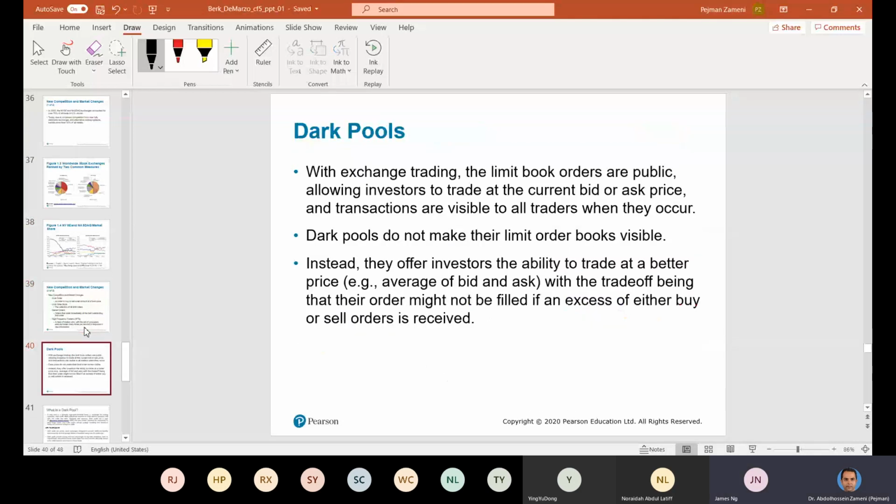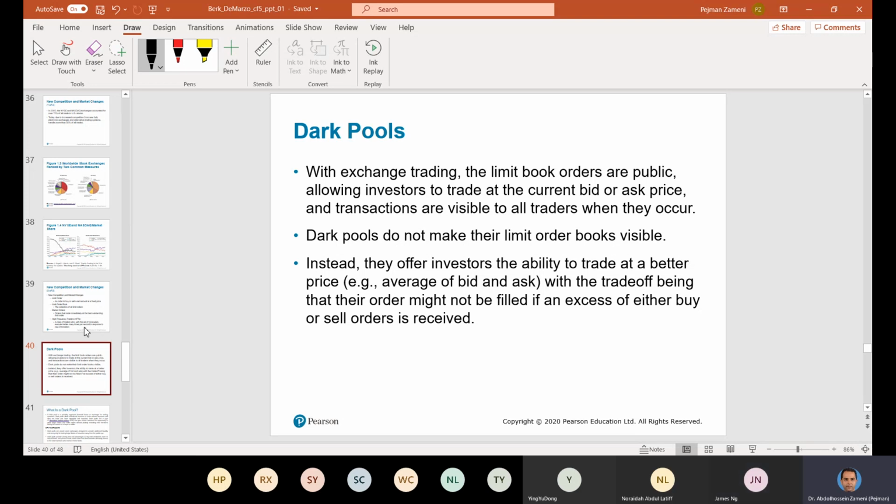Okay, we have something else called dark pools. Not the dark web, dark pools. With exchange trading, have you heard of dark pools at all, guys, before? No. Okay, with exchange trading, the limit order books are public, allowing investors to trade at the current bid or ask price, and transactions are visible to all traders when they occur. If you have done any trading, you can see the buying, selling, bid price, ask price, trading volume, buy queue, sell queue; all of this is visible in the normal practice of trading shares.